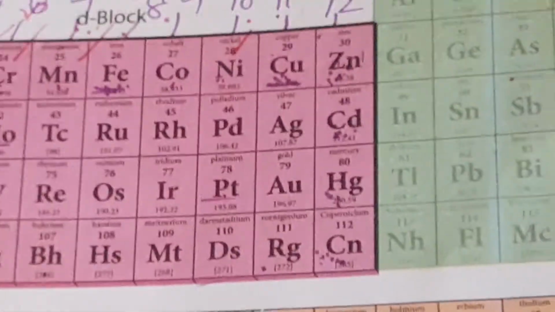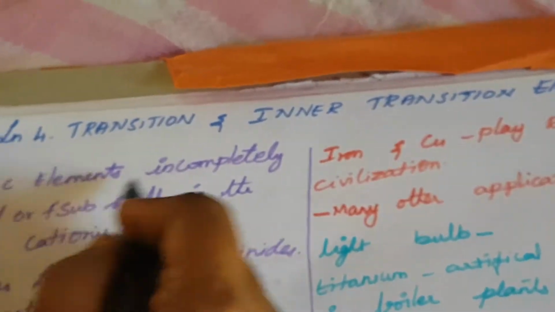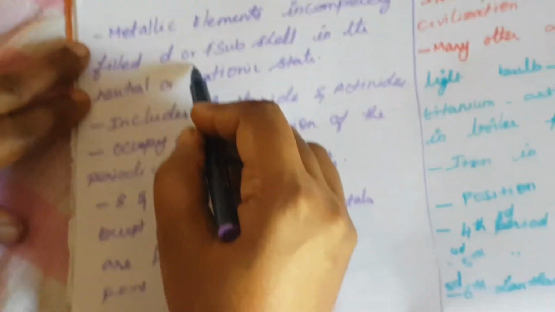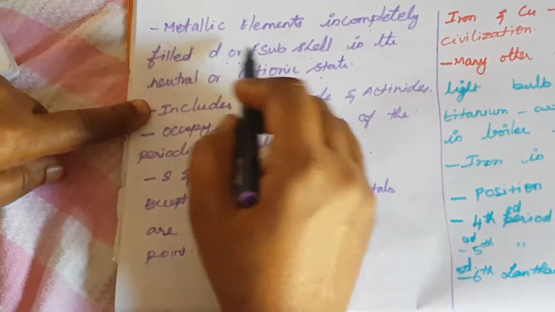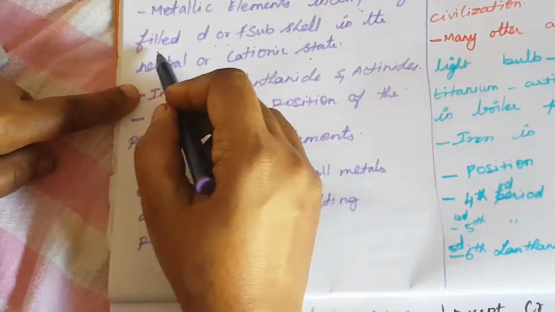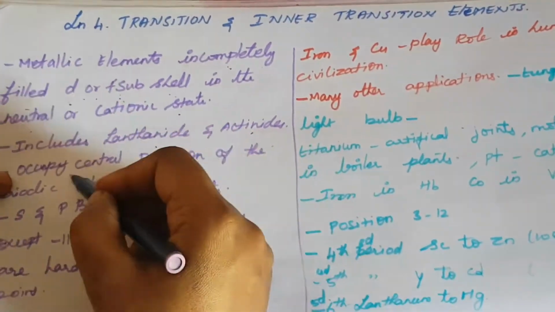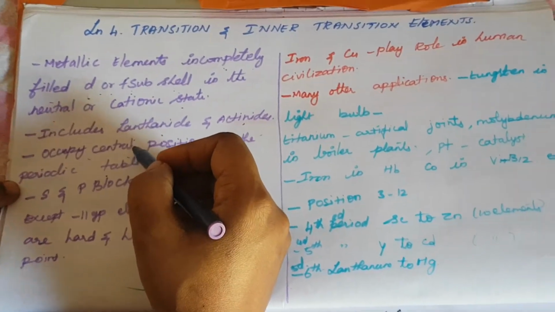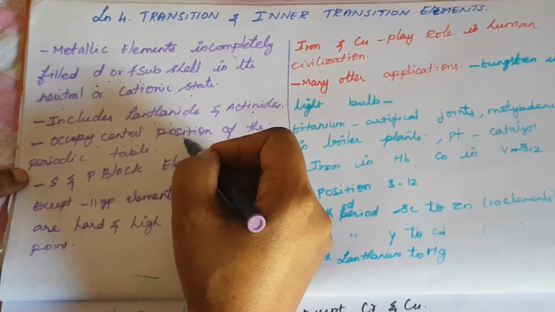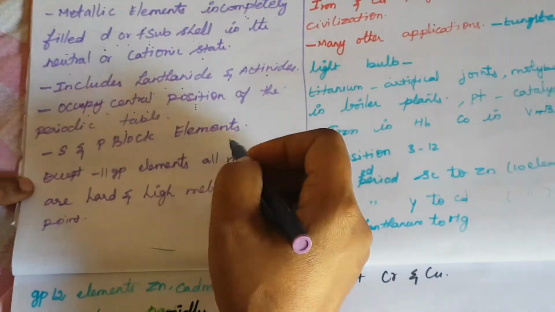Once again, I will go over the introduction. Transition elements, or metallic elements, have an incompletely filled d orbital or f subshell in the neutral or cationic state. As I already told, this includes lanthanides and actinides, which are at the bottom of the periodic table, and they also occupy the central position of the periodic table, between the s and p block elements.